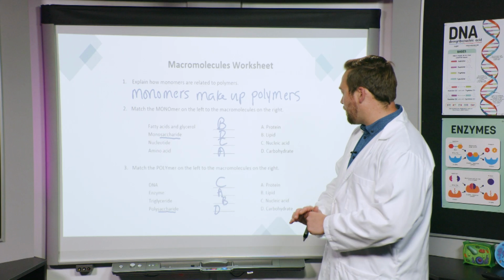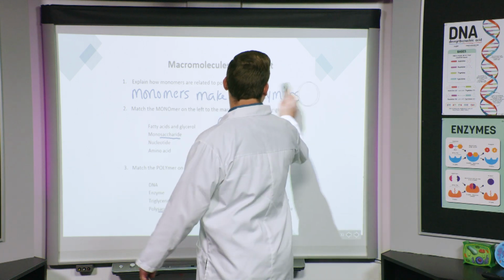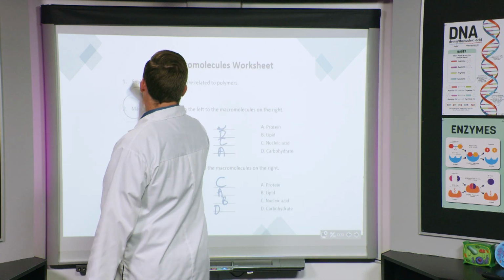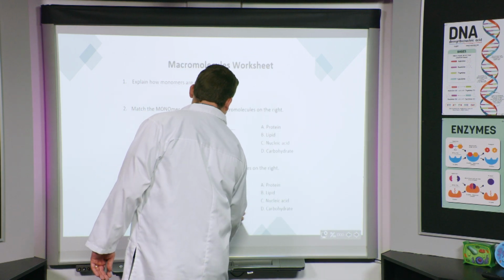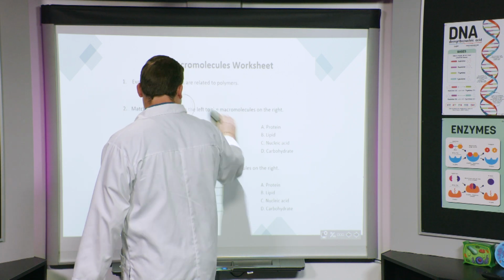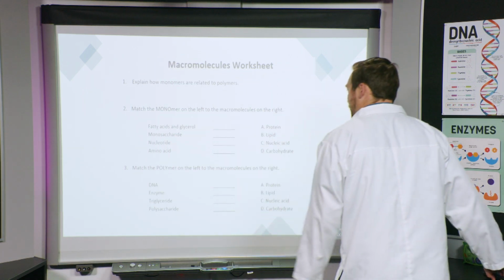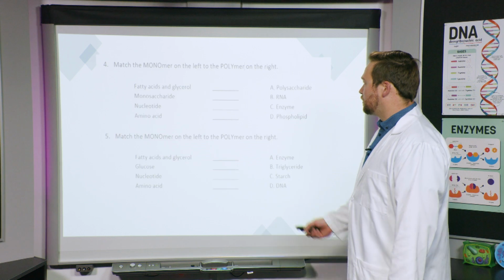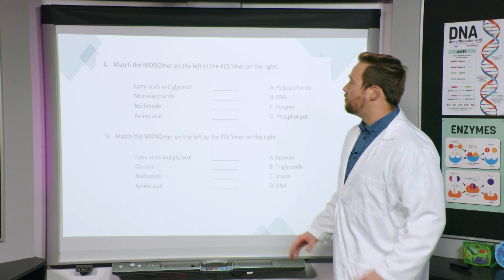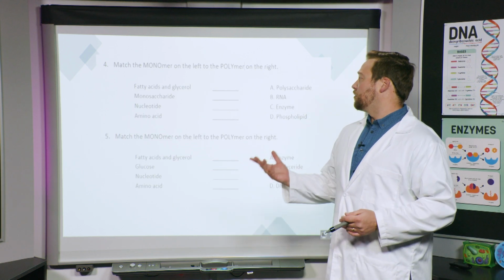Okay, great job. I got a couple more for us. So let me get this erased and we'll knock out the bottom half of this real quick. All right, got a couple more. So now 4 says match the monomer on the left to the polymer on the right.